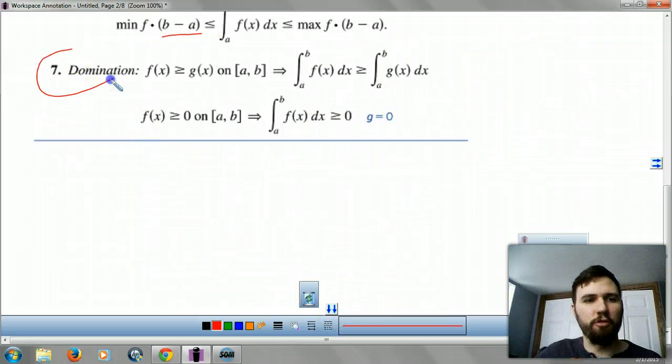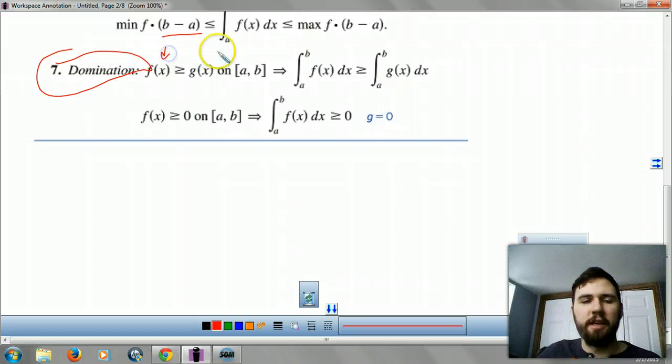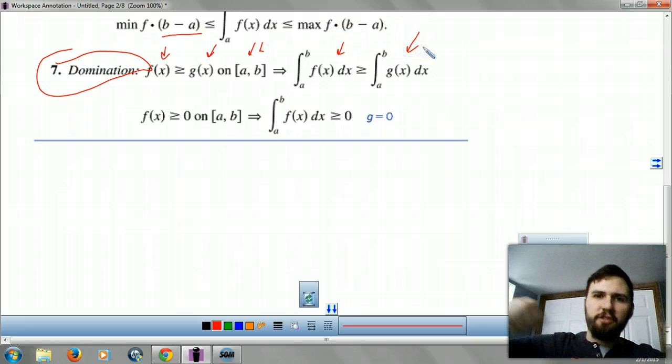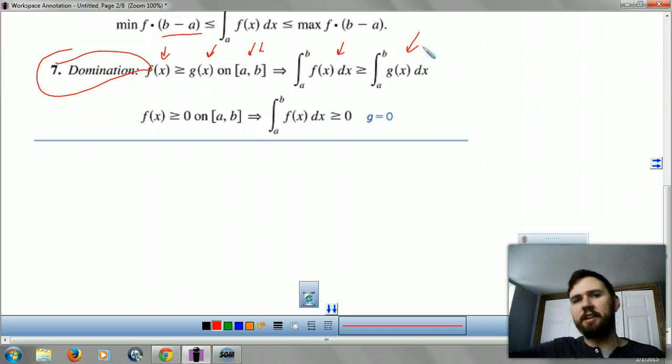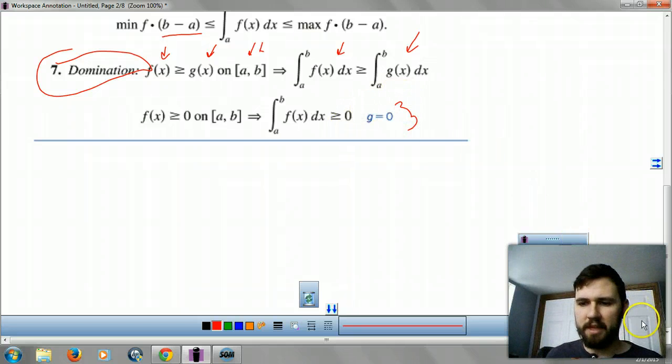Time to dominate. Domination. What this says is if a function f is greater than another function g from a to b, then the integral of f has to be greater than the integral of g. So if f dominates g as a regular function, its integral is going to dominate as well. And what it also means is if your function is greater than 0, your integral has to be greater than 0.